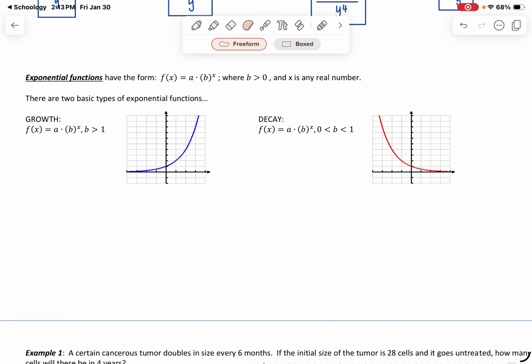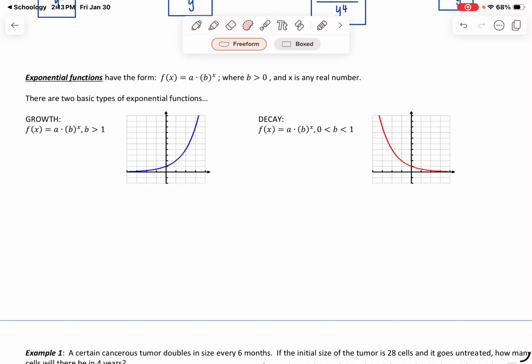Exponential functions are in the form f of x equals a times b to the x. So this is not anything new to us. We know that geometric functions are exponential functions. So we've seen this before, right? And it says where b is greater than 0 and x is any real number. So in other words, b is not going to be negative and x is not going to be imaginary.